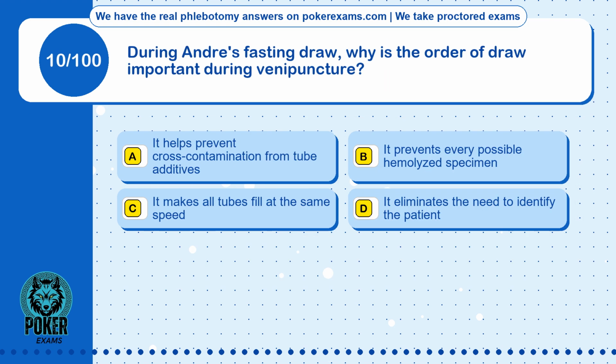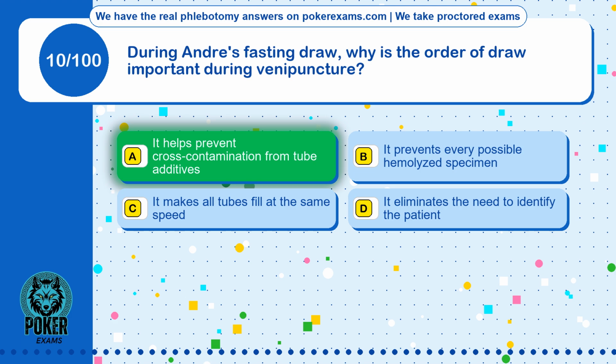Question 10. During Andre's fasting draw, why is the order of draw important during venipuncture? Option A. It helps prevent cross-contamination from tube additives. Option B. It prevents every possible hemolyzed specimen. Option C. It makes all tubes fill at the same speed. Option D. It eliminates the need to identify the patient.